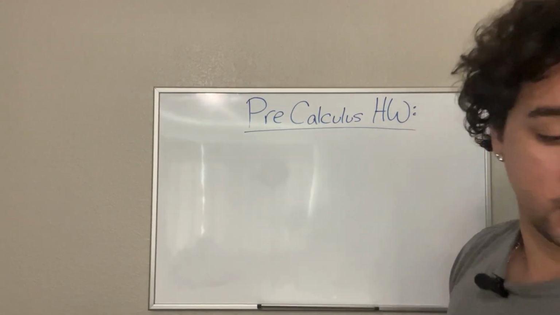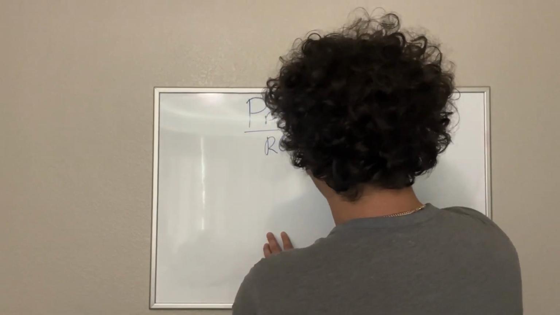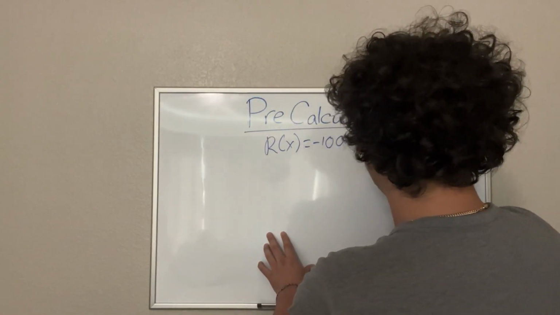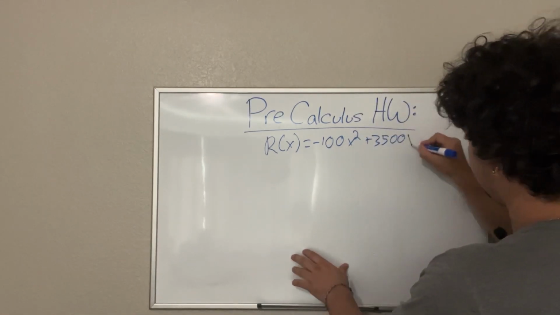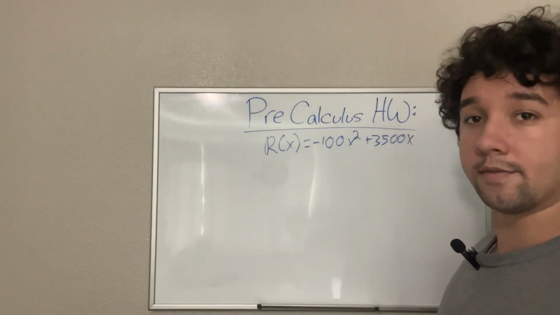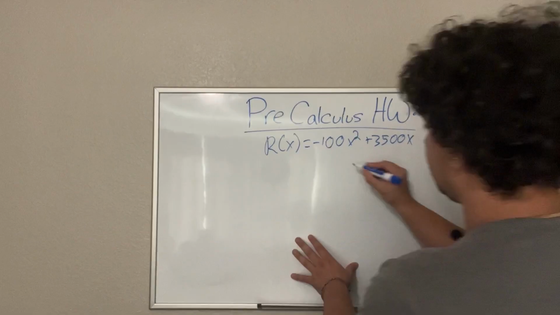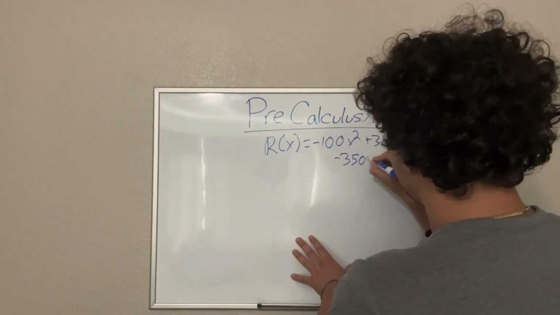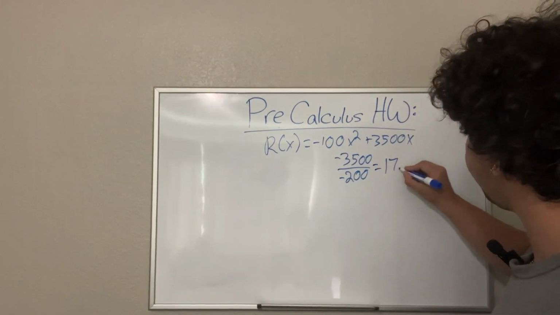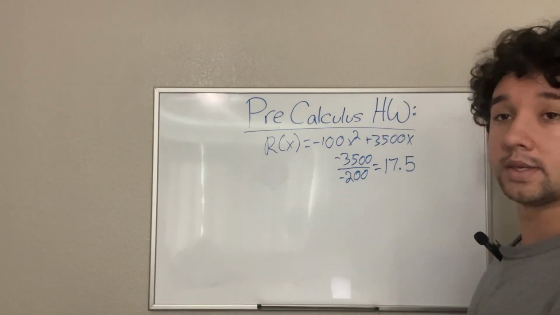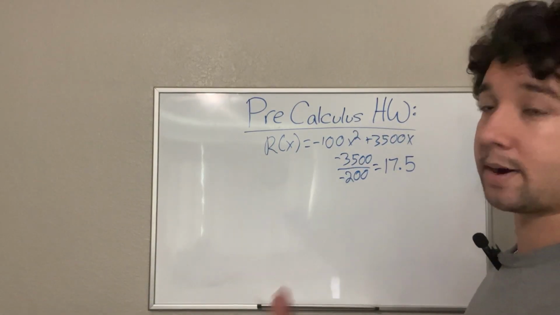So what's the maximum value of a quadratic? Well, that is the vertex. So that's what we're going to be solving for. We have negative 100X squared plus 3,500X. So how do you find the vertex of a quadratic? Negative b over 2a. So in this case, it's going to be negative 3,500 over negative 200. It's positive 17.5. So what is this? Well, this is my X value, 17.5. In other words, the ticket price that yields the maximum revenue.